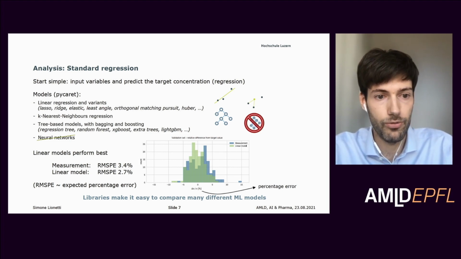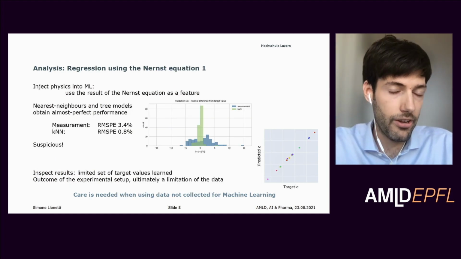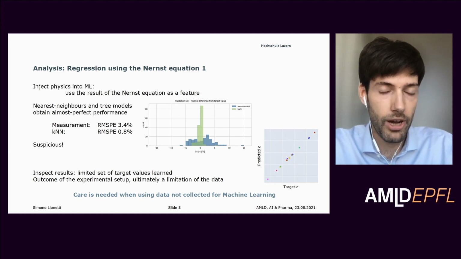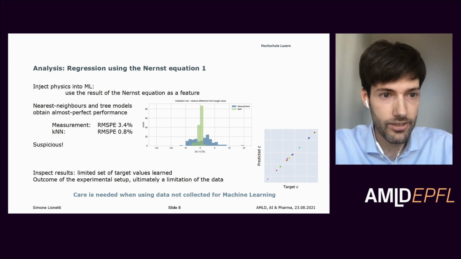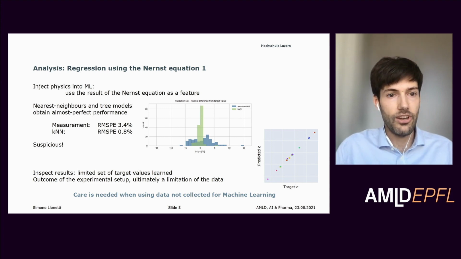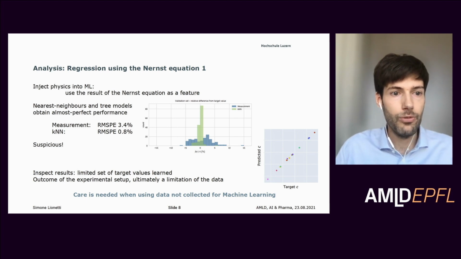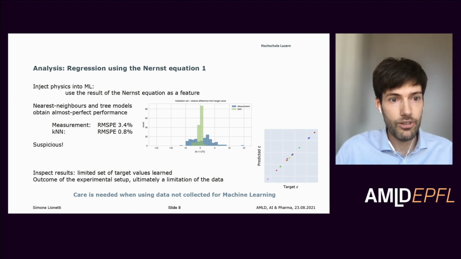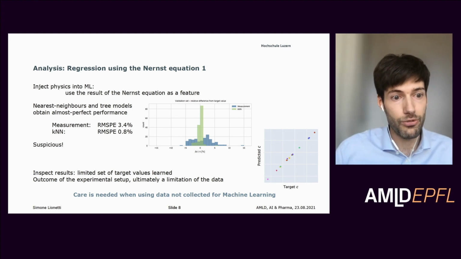So this is sort of to try to get to grips with the data, but of course, we're not going to stop here. And what we actually want to do is to combine physics with machine learning. So one of the very simple ideas that one could try to use is to use the result of the Nernst equation, the result of the standard measurement, as a feature for machine learning models. So if we do this, we notice that nearest neighbor and tree models obtain an almost perfect performance with an error that is below 1%. This is highly suspicious, and this is a result that in the end is too good to be true.